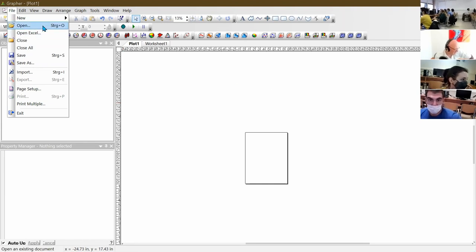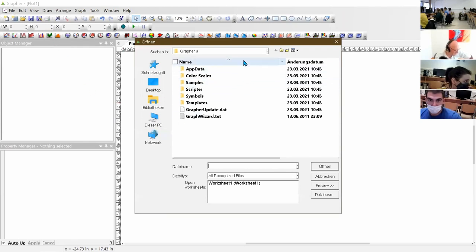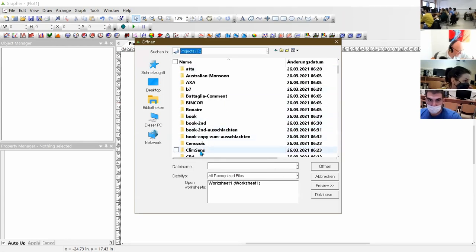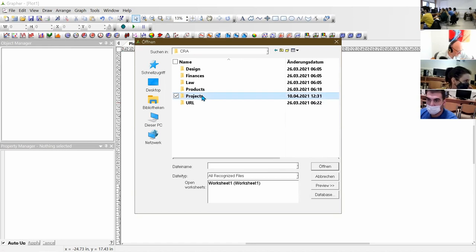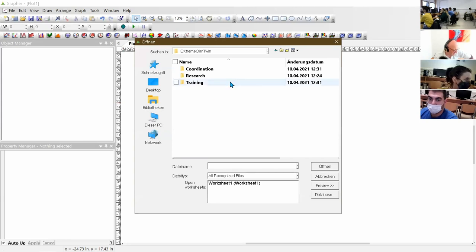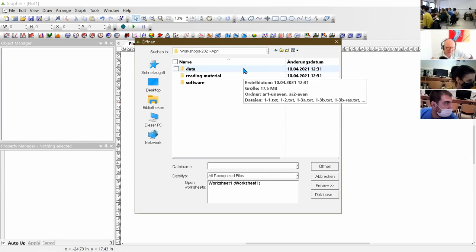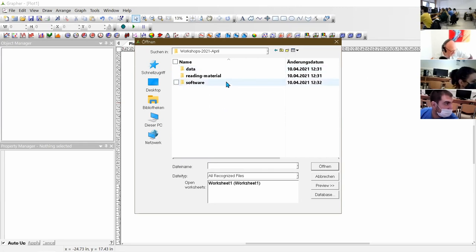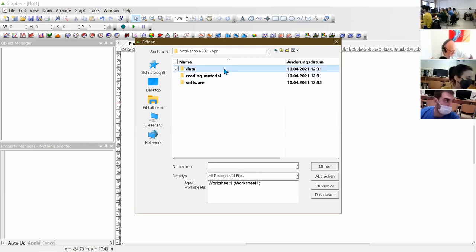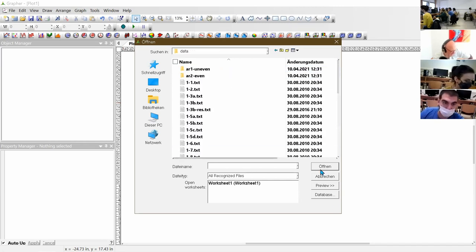Okay, so I will open now this data file, 1-3b.txt. File, open. Now I have to check where it is. It is in my projects folder. These are the projects for the company. This is the EXtremeClimTwin. This is now the training. These are the workshops. Now we are here, and here is a folder with software. You have it. And there's also a folder with data, and I will now open the data folder. Maybe I make this a bit bigger, is it possible? No, I can't make this bigger.